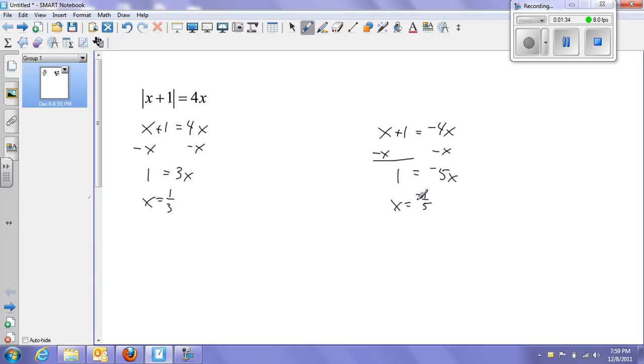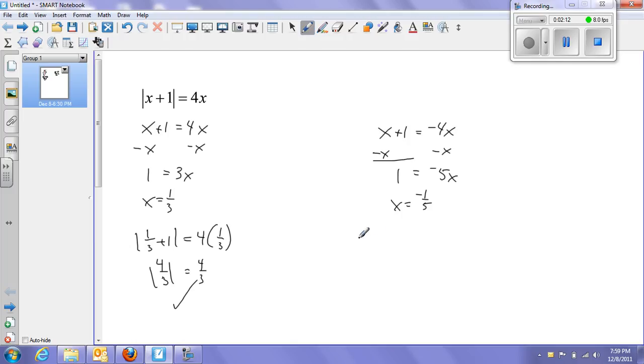Now if we're going to check the solutions, we have to remember we're going to check them as part of the original equation. So I have on this side the absolute value of 1/3 plus 1, is it equal to 4 times 1/3? Well, absolute value of 4/3, is that equal to 4/3? Yes, it is. So that one is a good solution.